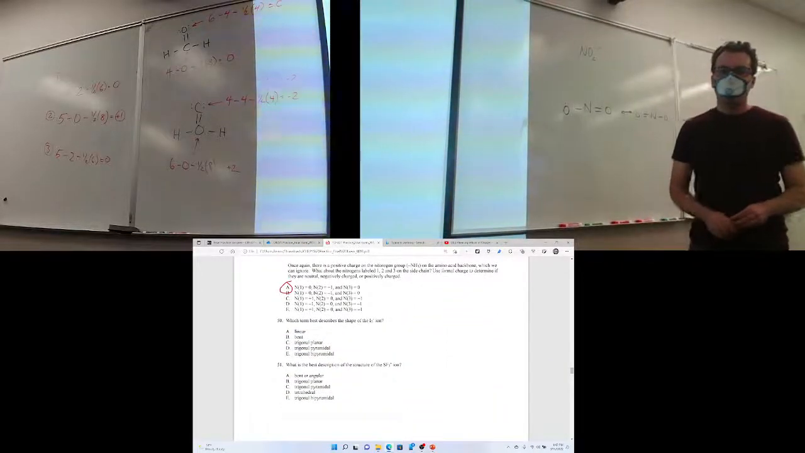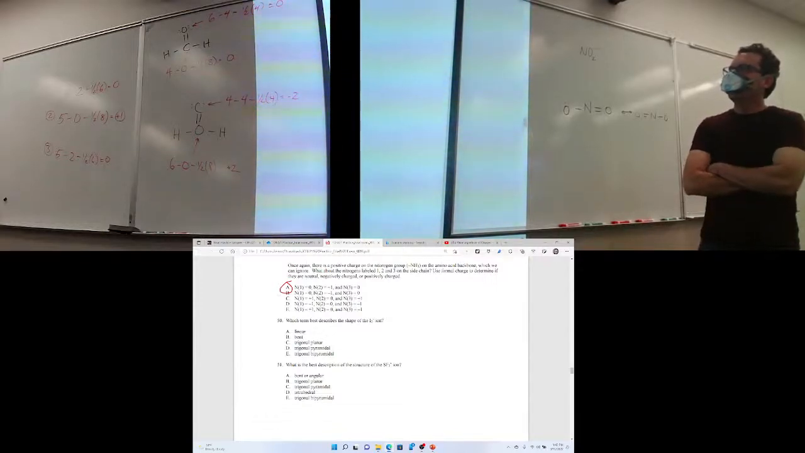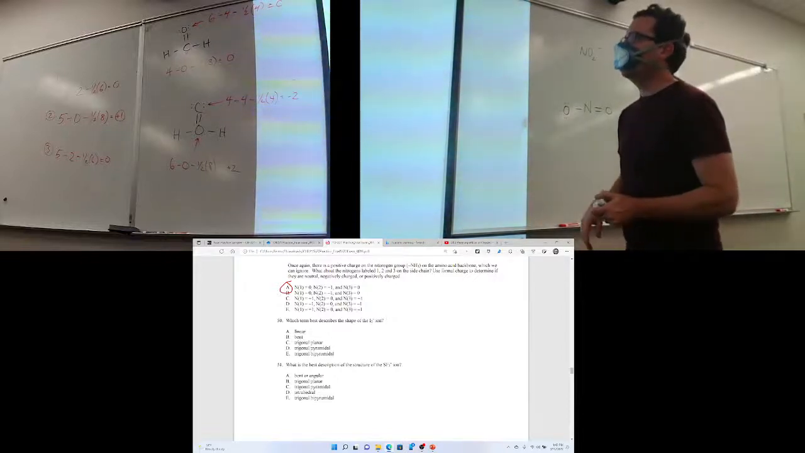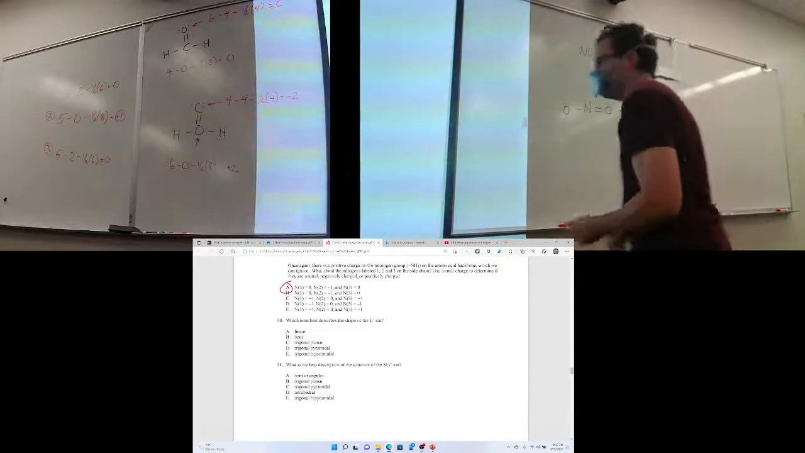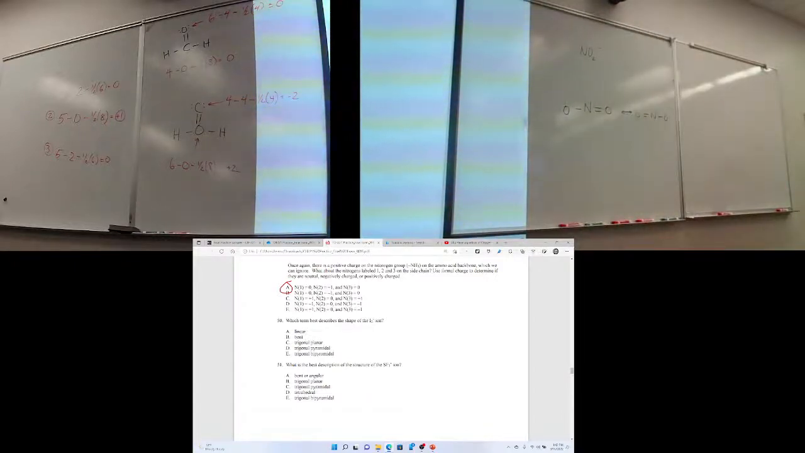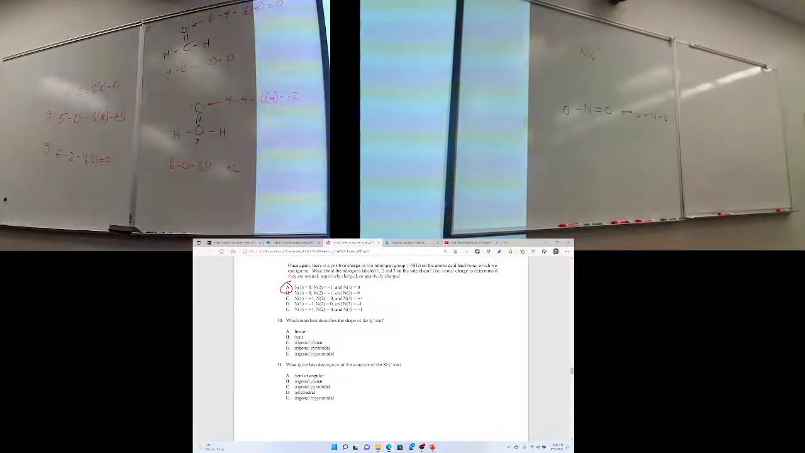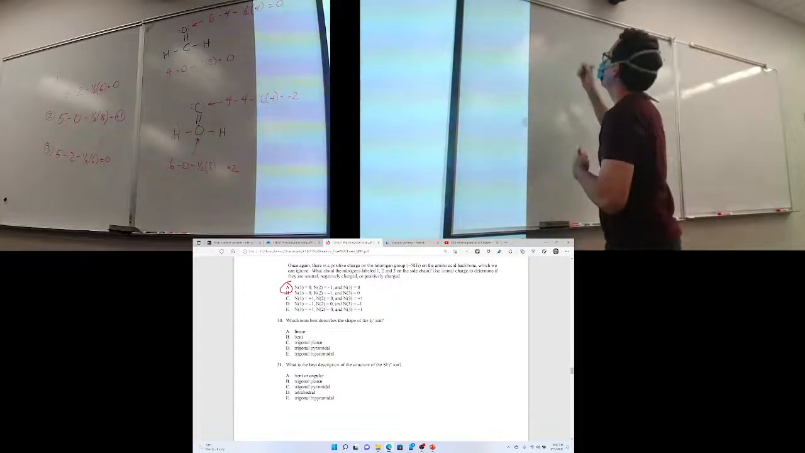Which best describes the shape of the I3 minus ion? So this one won't be in the exam because this involves an expanded octet, or at least it's part of the naming of this expanded octet. But this one happens to be linear. If you've done this one in the lab, not everybody got to do that one. You do that one real quick. I3 minus.